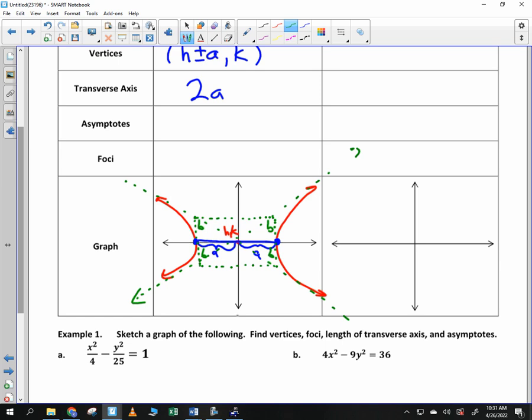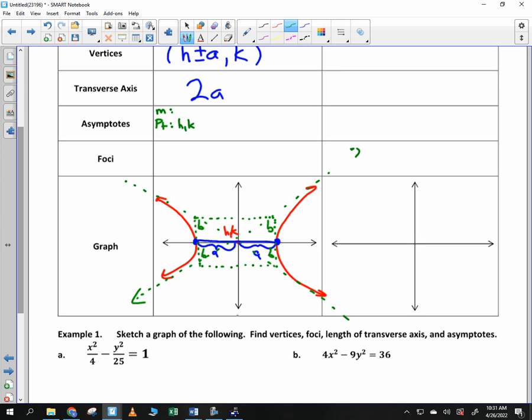Now, asymptotes are a line. What two things do you need to write an equation for a line? Slope and a point. So, can somebody tell me the coordinate that these asymptotes both go through? 0, 0 if the center is 0, 0. What if the center is not 0, 0? Then they go through (h, k). So the point is (h, k).